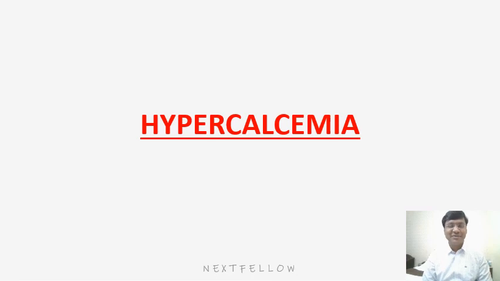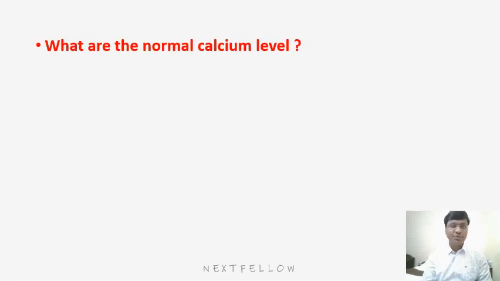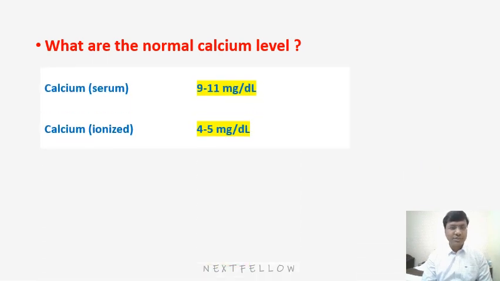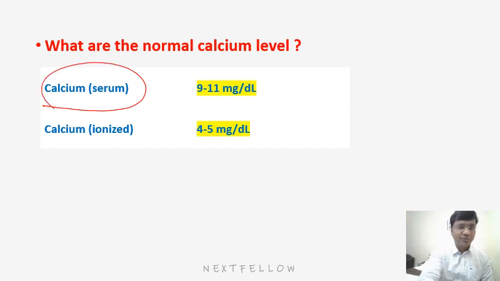So in this session, I'll be doing a quick recap on the topic of hypercalcemia. Starting with that, first and foremost, you need to know the normal calcium level in our body. We have the total calcium as well as the free calcium, or the ionic calcium. The total serum calcium is around 9 to 11 milligrams per deciliter, and that is the bound form. The ionized calcium, or the free calcium, is around 4 to 5 milligrams per deciliter. When I use the word bound form, it is the one which is bound to albumin.